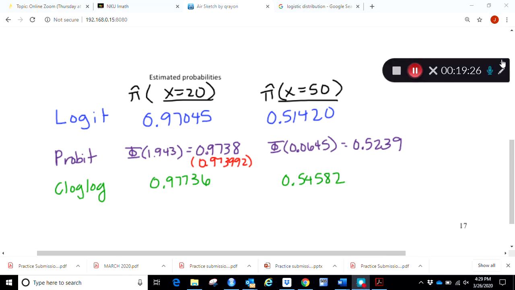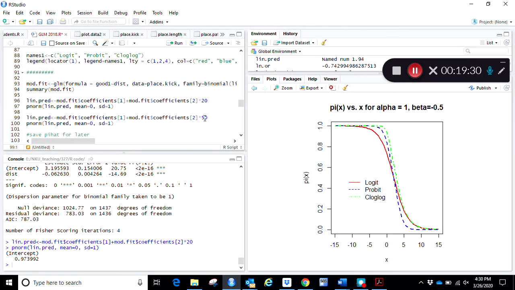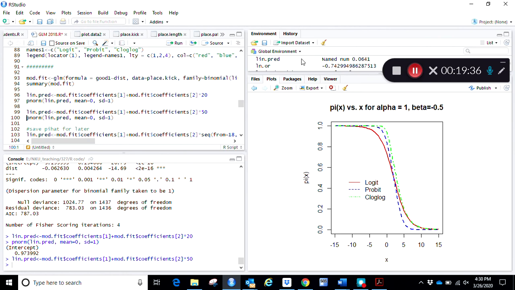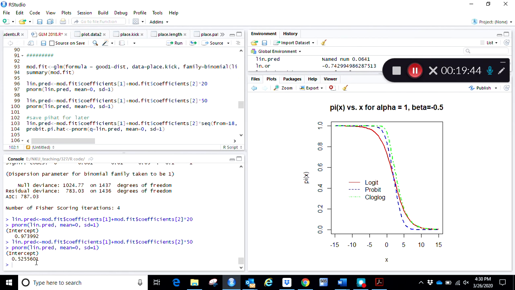And then we can do the same thing for x equals 50. All I'm doing here is changing this to 50, so I copied and pasted that same code. Now our lin.pred is that 0.06-ish number that we found as well. And finding the pnorm of it gives me something a little bit different than what we found from our limited table: 0.522556.